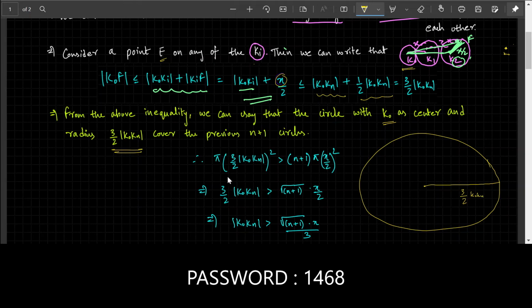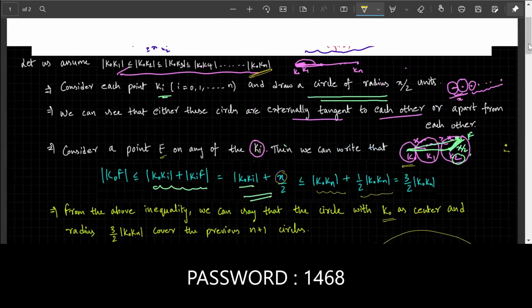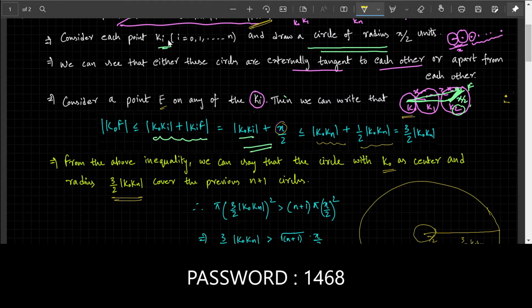So pi of 3 by 2 k naught kn whole square, that is pi r square. Pi r square is the formula that we are using, is greater than n plus 1 pi x by 2 whole square. X is the reason we saw already, like this is the x smaller circle, so the distance is x by 2, so that is x by 2 whole square and n plus 1 times that. So I hope everything is clear till this point.